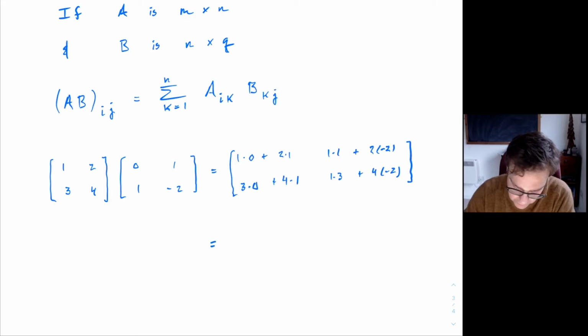Then you do all those additions. This first element is 0 plus 2, so that's 2. The next one is 1 minus 4, so that's minus 3. The next one down here in the lower left is 0 plus 4, so that's a 4. And then we've got 3 minus 8, so that's minus 5.